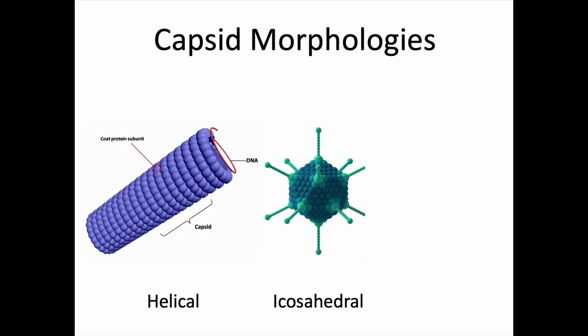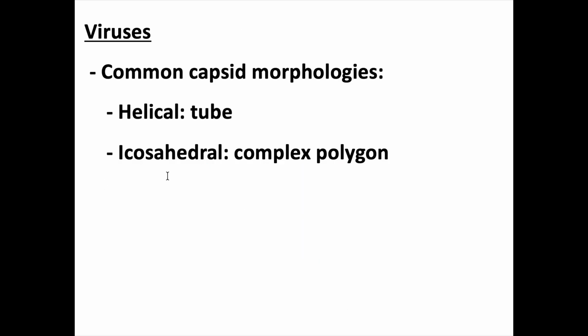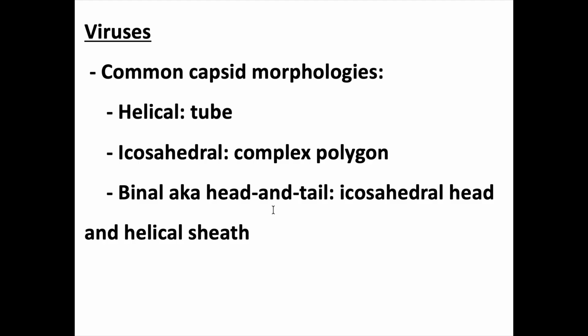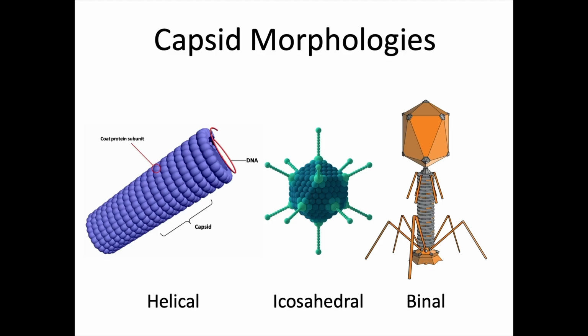Another common one is icosahedral. This is supposed to be a polygon with 20 sides. It's rarely drawn super accurately, but some sort of complex polygon with genetic material inside. So yeah, this capsid is called icosahedral, some complex polygon. And the coolest looking one is what's called binal capsid, or sometimes called head and tail. Looks like a creepy spider or a lunar launcher or something like that. But really, this is a helical capsid and an icosahedral capsid put together. So binal, also known as head and tail, icosahedral head, and helical sheath. There are some other capsids, but these are the big three we got to know.